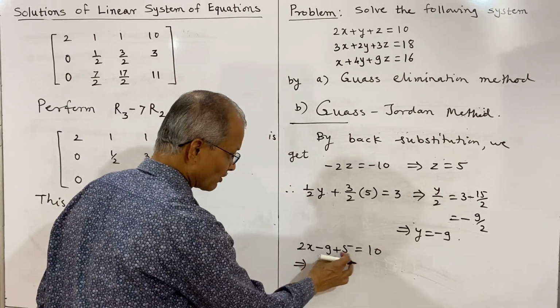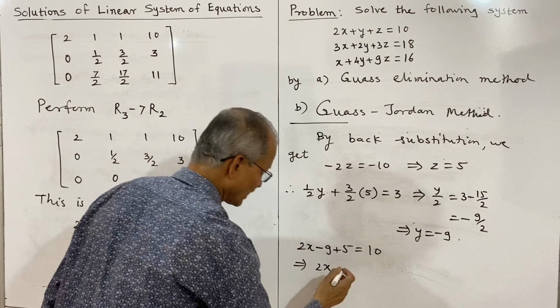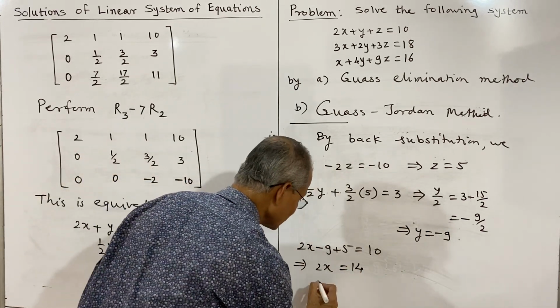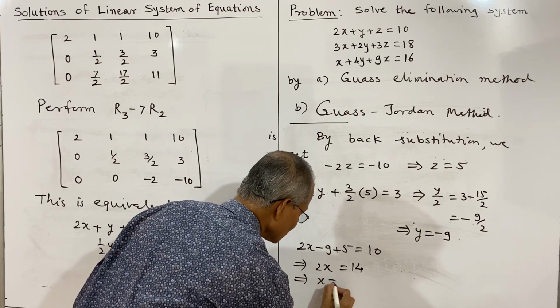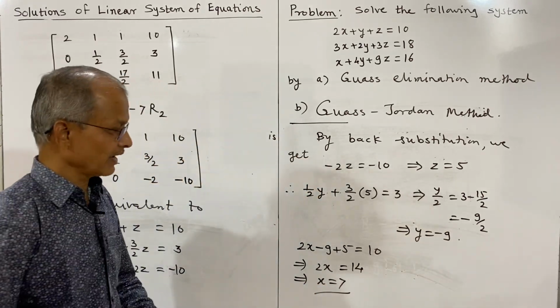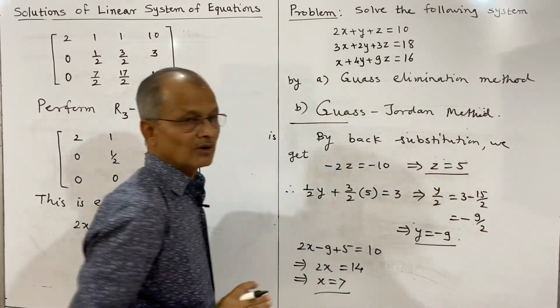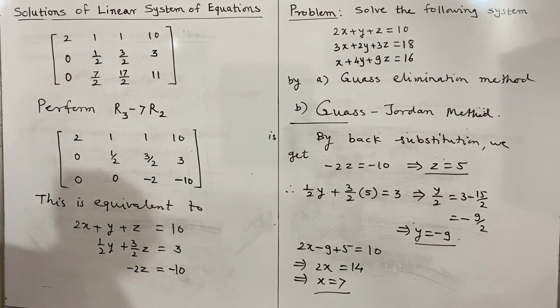This is minus 4, and if you transfer that, that is 14. 2x is 14 and x is equal to 7. So thus we have obtained the value of x as 7, y is minus 9 and z is 5. So this is the Gauss elimination method.